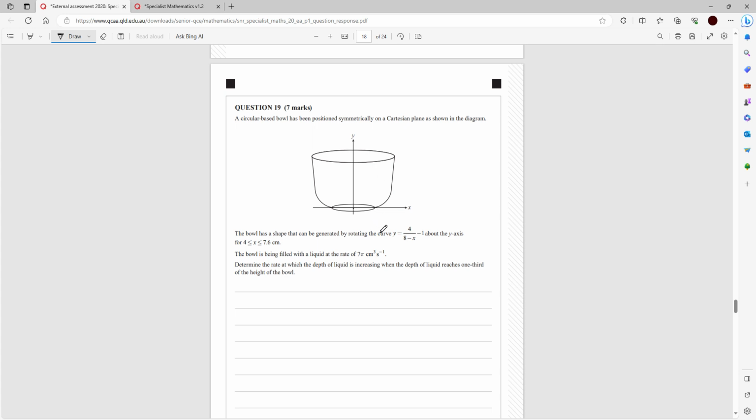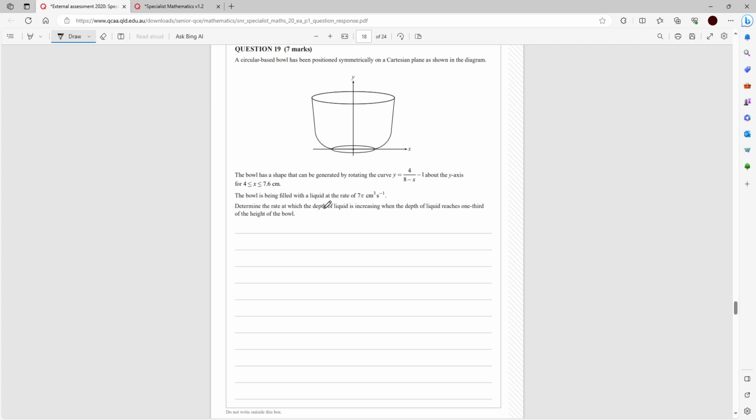Okay, alright, so there. The bowl is being filled with liquid at a rate of 7 pi centimeters cubed per second. So if you don't know, centimeters cubed seconds inverse is the same as just centimeters cubed on seconds. I assume that's seconds because it's S. Determine the rate at which the depth of the liquid is increasing when the depth of the liquid reaches 1/3 of the height of the bowl. Wow, that's a mouthful, but let's break it down together.